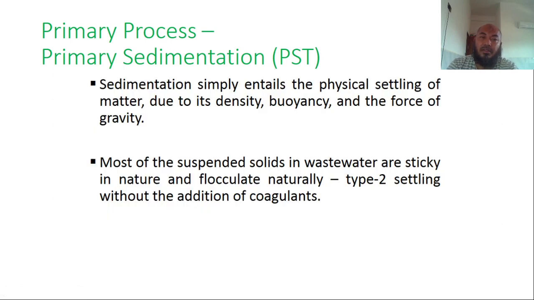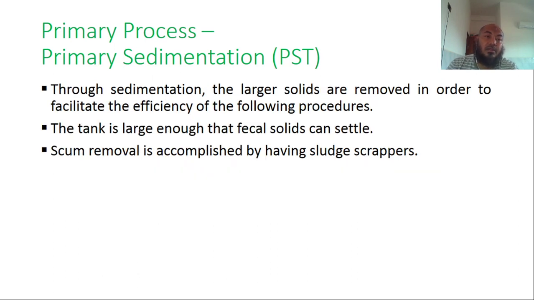So sedimentation tanks simply entail the physical settling of matter due to its density, buoyancy, and the force of gravity. Most of the suspended solids in the wastewater are sticky in nature and flocculate naturally, type 2 settling, without the addition of flocculant. So through the sedimentation, the large solids are removed in order to facilitate the efficiency of the following procedure.